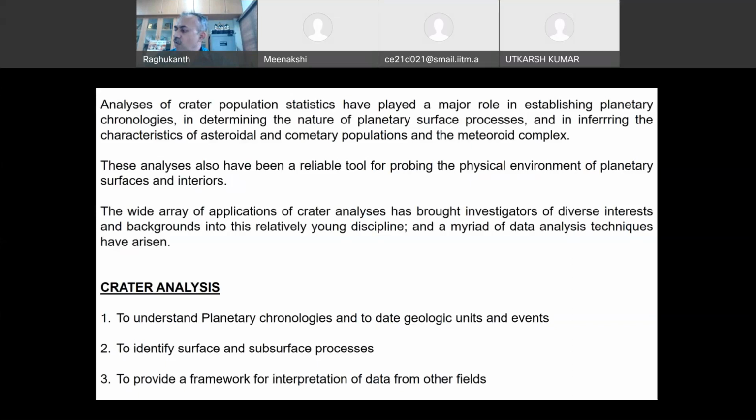So this has become a very large interest, and there are several applications. Crater analysis is very important to understand the planetary chronologies, to date the geological units, that is, the relative ages of all these planets and events, to identify the surface and subsurface processes, and to provide a framework for interpreting data from other fields itself.